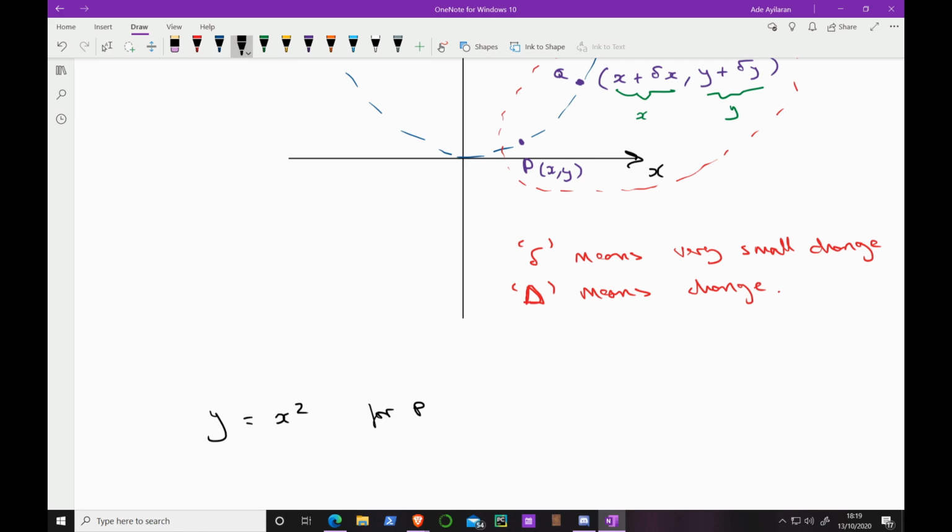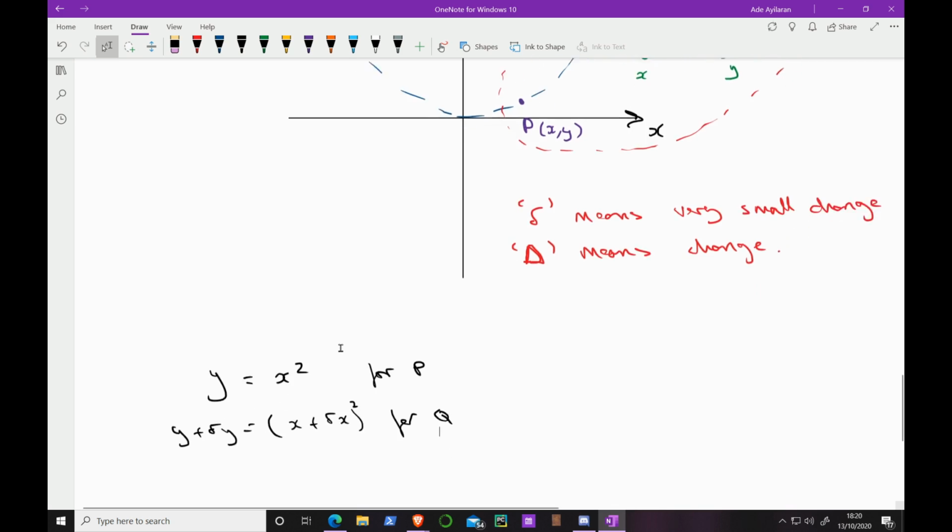So how should I write this? Is it just x plus delta x, y plus delta y squared in a bracket? Why are you squaring the Y's? Oh, sorry, just the x coordinate. So what am I writing? Let's start with the Y's. Okay, y plus delta y equals open bracket x plus delta x, close bracket, squared. Okay. For Q.